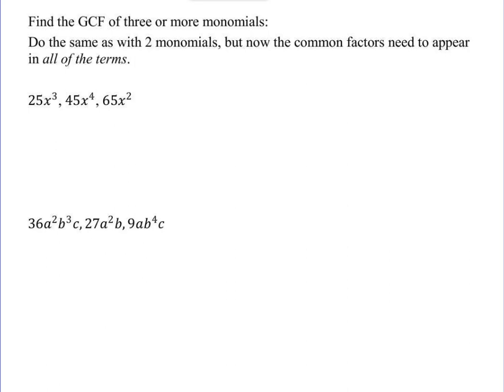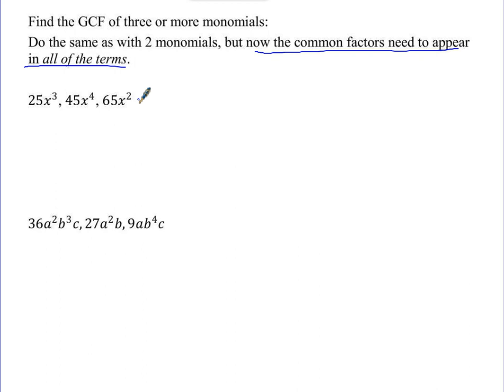This is where it gets fun. Finding the greatest common factor of more than just two monomials. To do this, it's the exact same thing as with two monomials, but now the common factors need to appear in every term. Whether I have 3 terms or 104 terms, I have to have a common factor in every single one of them before I can call it a common factor. So I need to turn all of these into completely factored form.